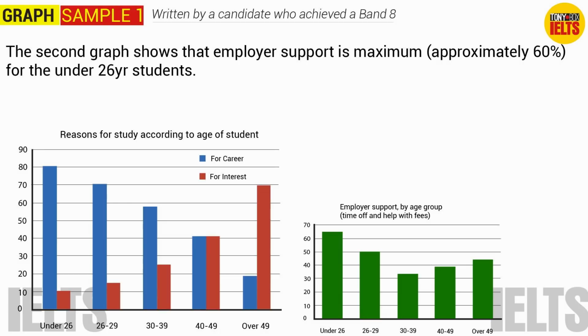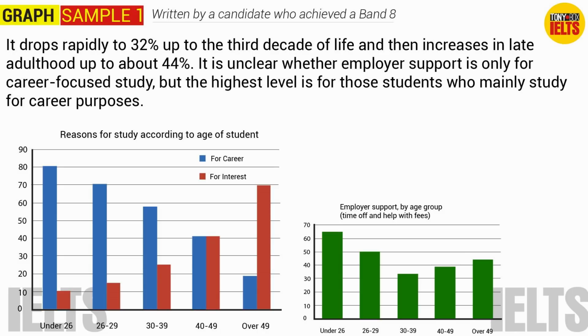The second graph shows that employer support is maximum, approximately 60%, for the under 26-year students. It drops rapidly to 32% up to the third decade of life, and then increases in late adulthood up to about 44%. It is unclear whether employer support is only for career-focused study, but the highest level is for those students who mainly study for career purposes.